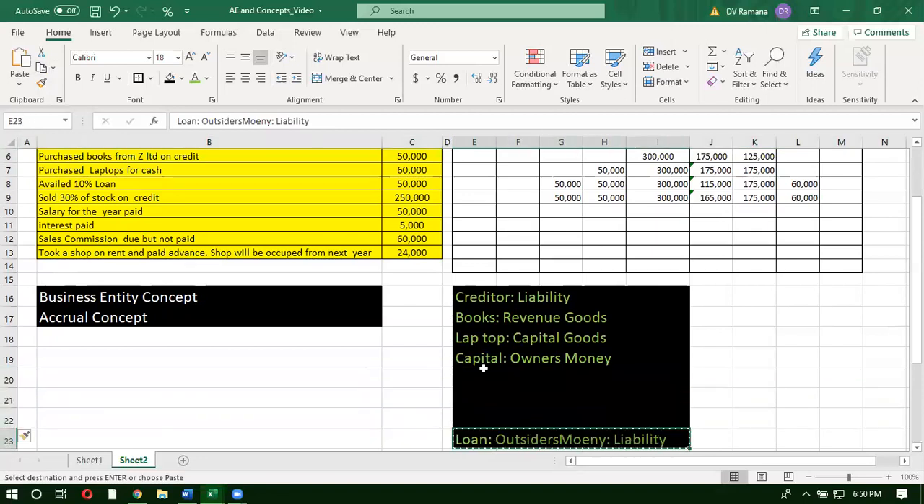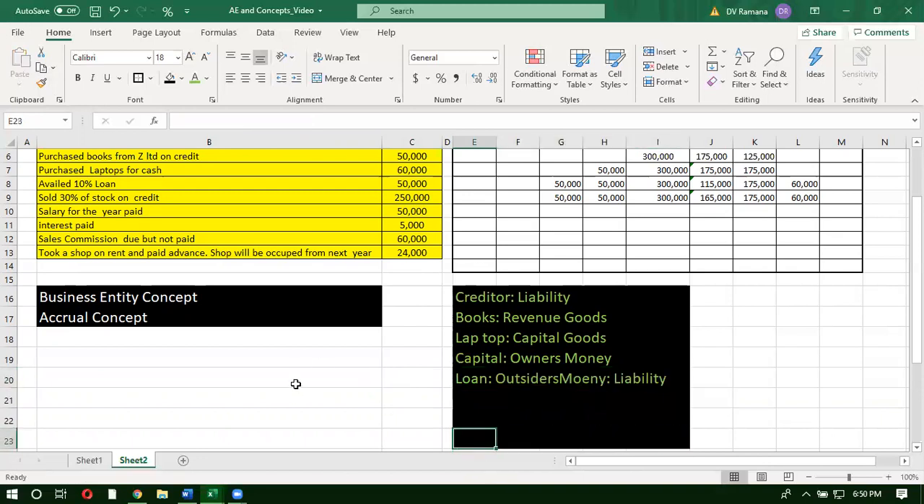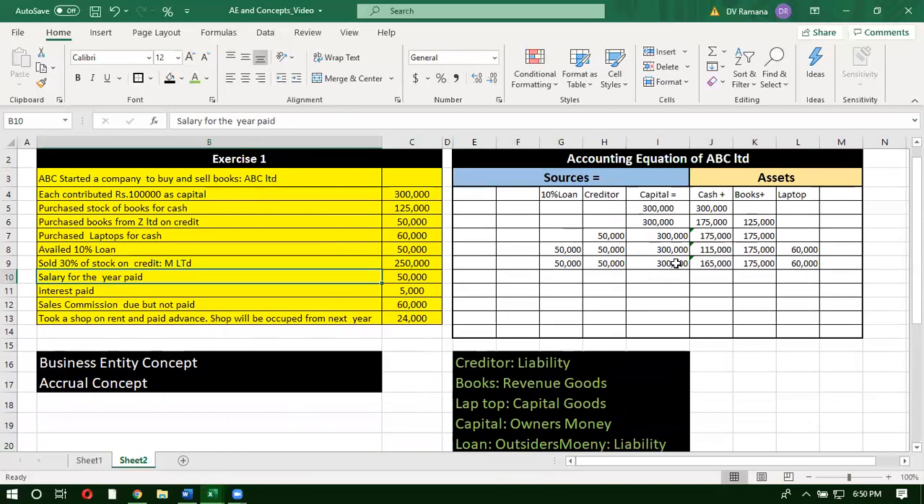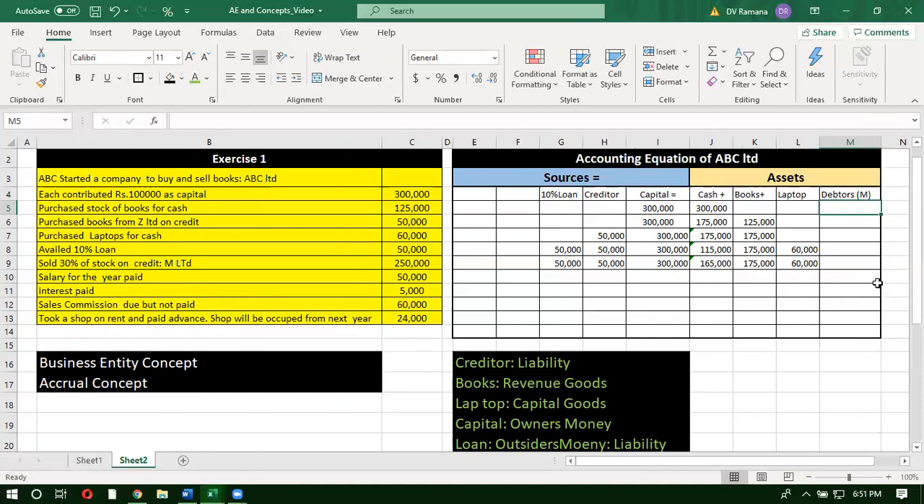But now I'm not receiving cash. But we know that we will receive cash. From whom? From my customer. Let us give a name to that customer. Suppose M Limited. Okay, I sold goods of 250,000 to M Limited. So M Limited is going to give me money, okay? I'll just write down M Limited, but more important is an accounting term called debtor. In this example, M is a debtor.